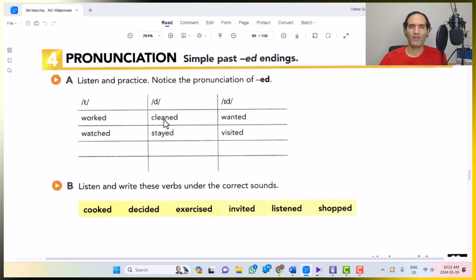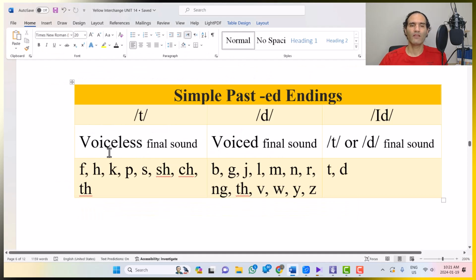Let's see. It says clean, vibration, so cleaned. Stay, vibration, so d, stayed. But if end of the verb has a sound which is voiceless, any of these, put your fingers into your ears and say f, f, no vibration.